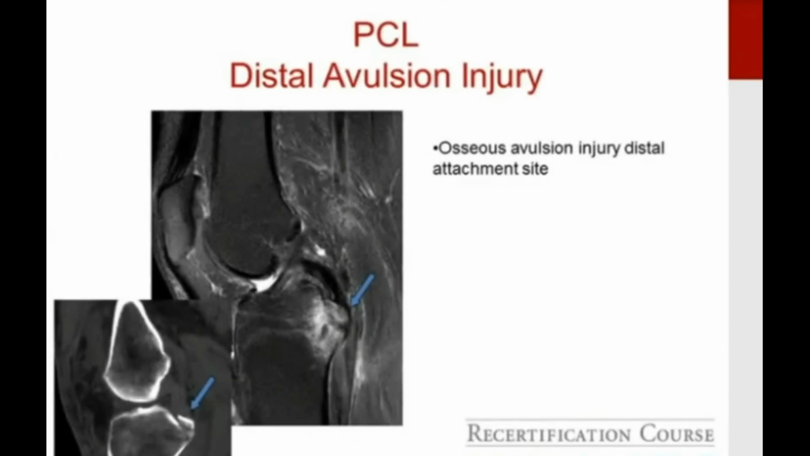Now, just like with the ACL injury, we can have an avulsion fracture at either the proximal or distal attachment site. The MRI shows a small avulsion fracture involving the posterior tibia at the distal PCL attachment site. We can see the low signal intensity fracture with adjacent marrow edema. And on the CT, we can see the avulsion fracture at the level of the distal footprint of the PCL.